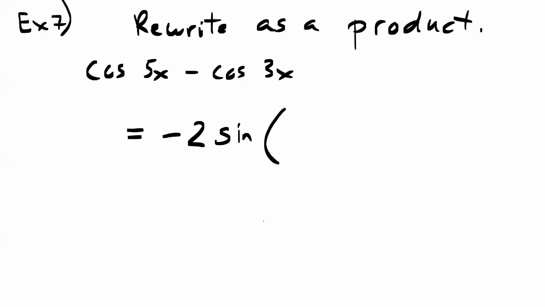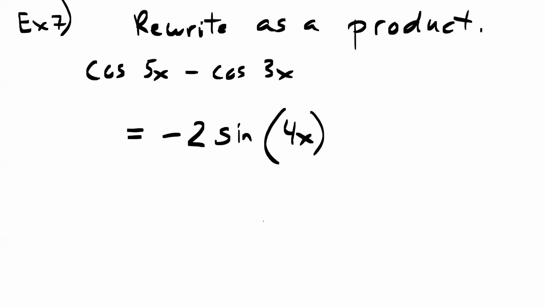-2 out in front, and this is going to be alpha plus beta divided by 2. Is that right? Alpha is A plus B, beta is A minus B. Alpha is 5x, and beta is 3x. According to the formula, add them up. So 5 plus 3 is 8, 8 divided by 2 is 4x. Are we good?